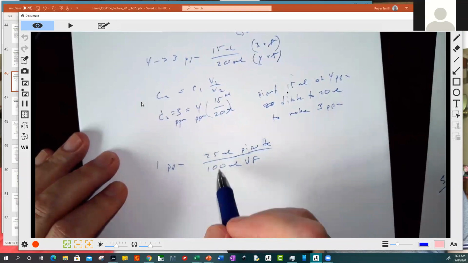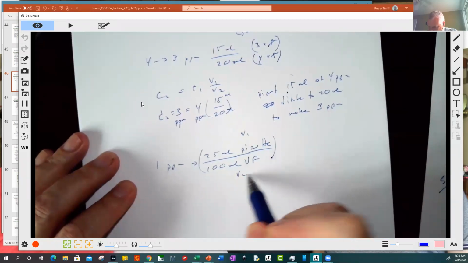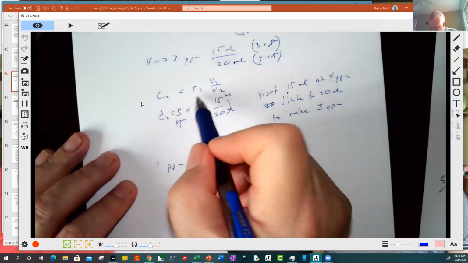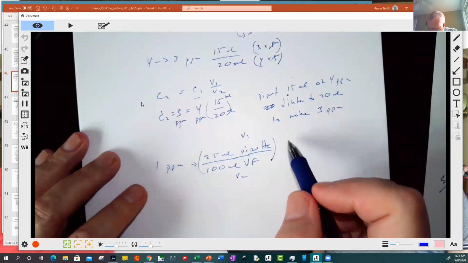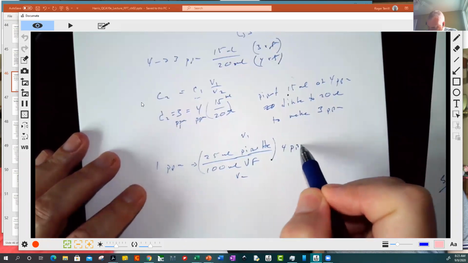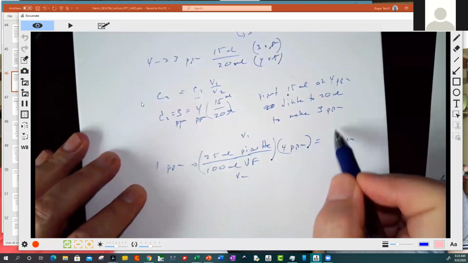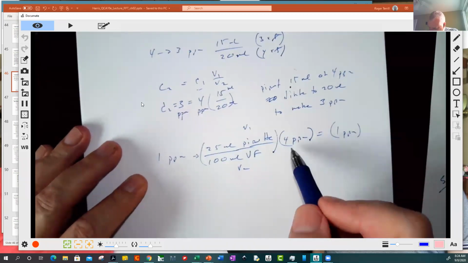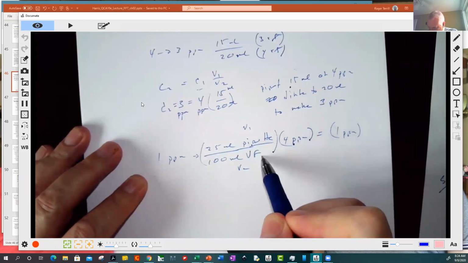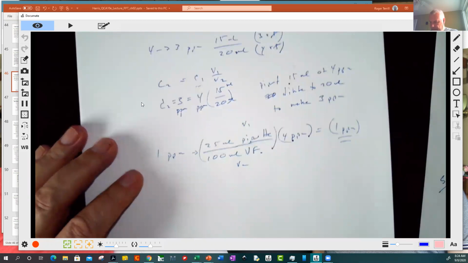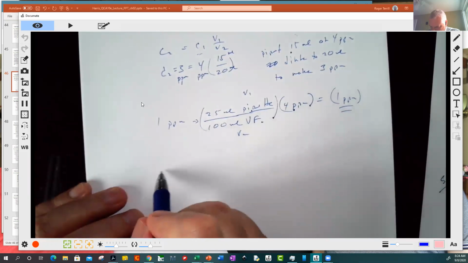So this is C1, this is C2, times V1, which is, let's see, it's 4 parts per million, and this will equal 1 part per million. And so this will take 25 mLs of the 4 parts per million diluted to 100 ml to get 1 part per million. Right?